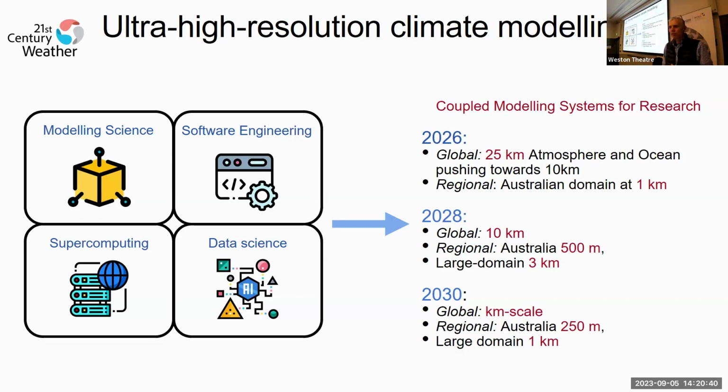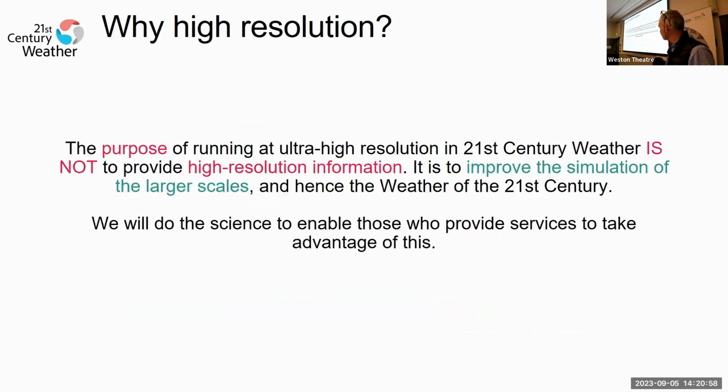And in 2030, we want to have runs at kilometer scale, and regional a few hundred meters, in the large domain at 1 kilometer. Now, we're not going to do scenario runs and things like that with those. We're going to do science with those. So there can potentially be relatively short runs that you will see come out of our research.